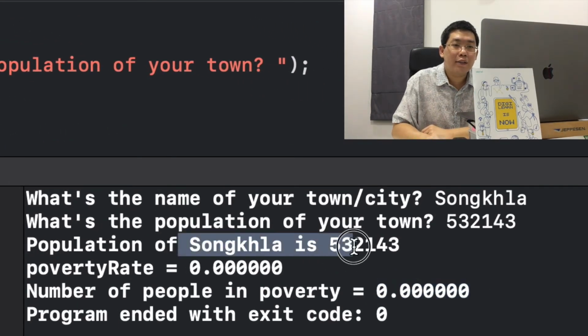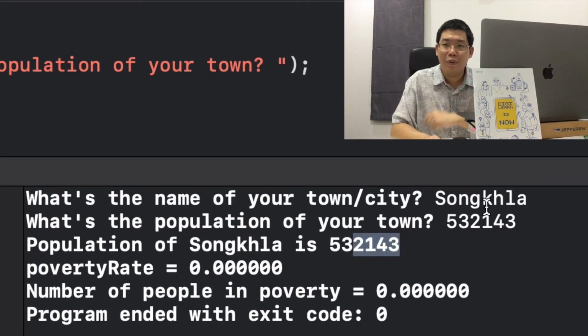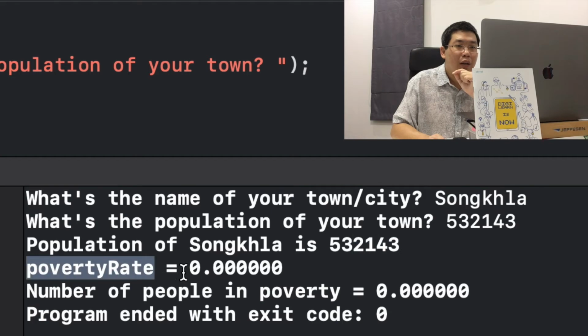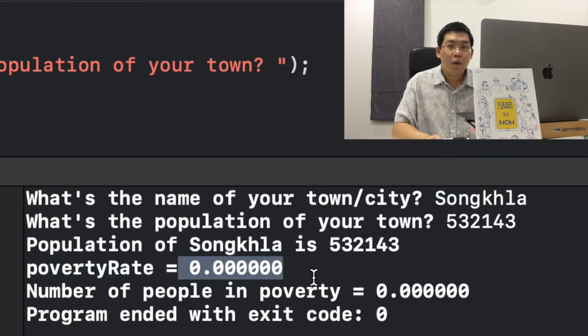Population of Songkhla is 532,143. That's right, that equals the input. What about poverty rate? That equals 0.0000. No, that's wrong. Let's look at the formula here.